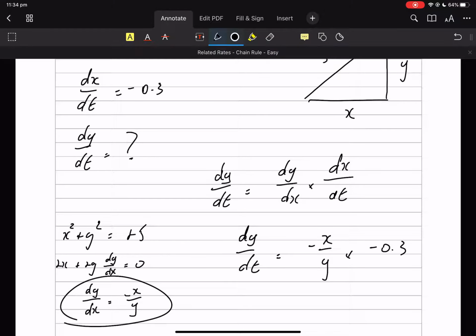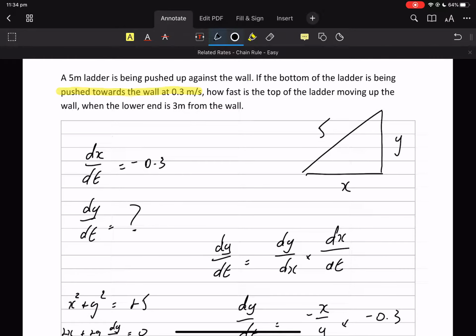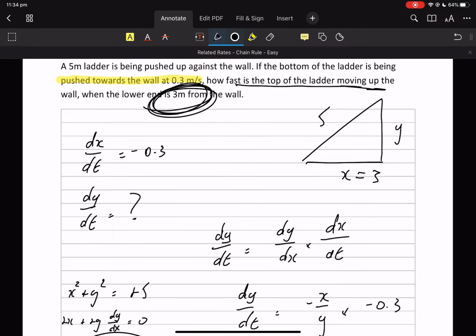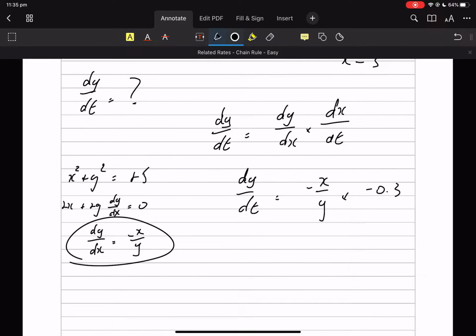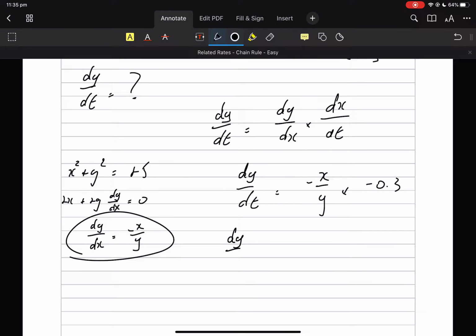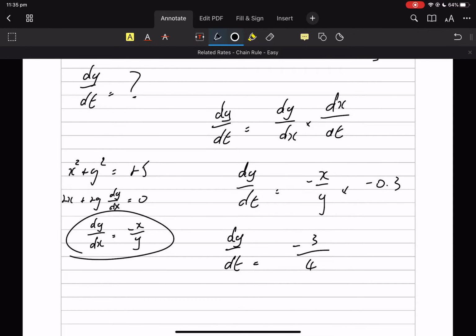minus 0.3. Now the question says, how fast is the ladder moving up the wall when the lower end is when x equals 3, yeah? So we're going to set x equals 3. Now, if x equals 3, then y equals 4, because it's the 3, 4, 5 triangle. You just got to have x and y because that's required in dy/dx. Okay, so dy/dt is minus 3 on 4, because that's what we had before. x was 3, y was 4, times minus 0.3.